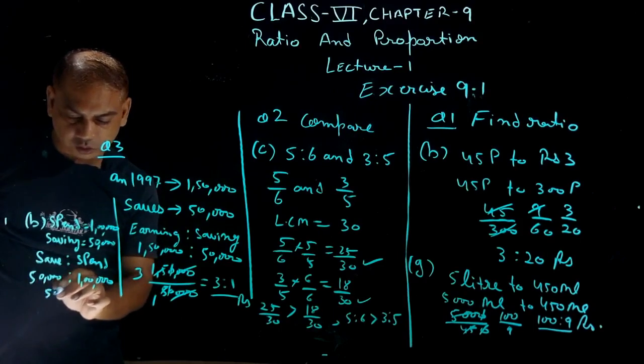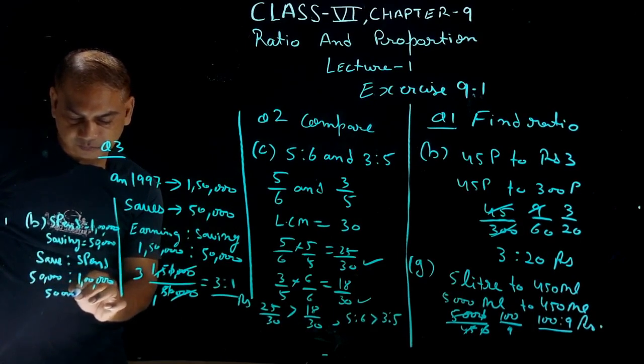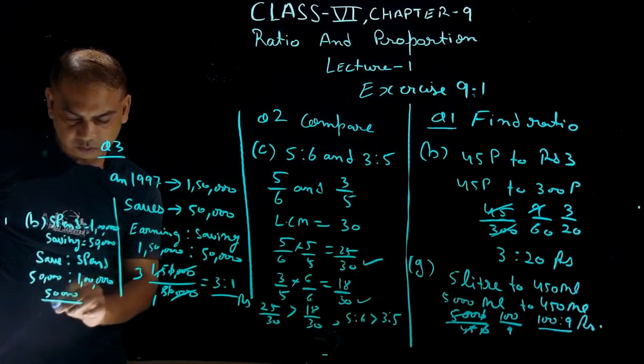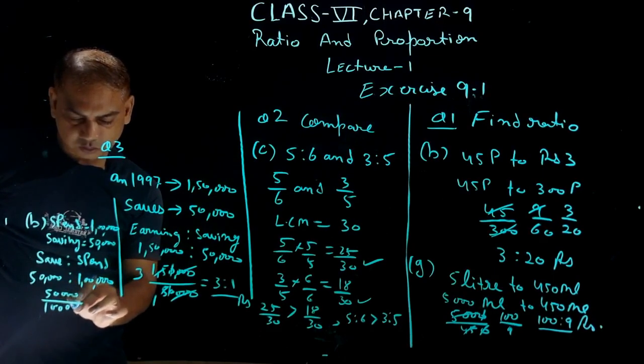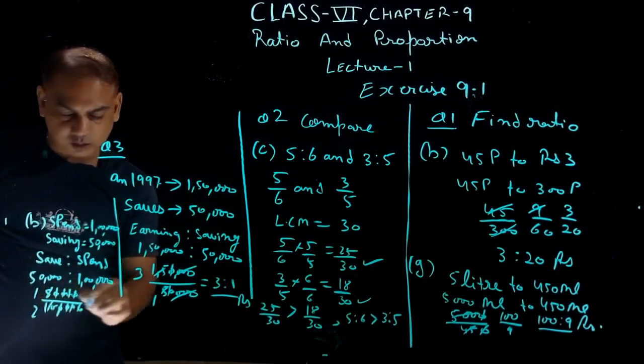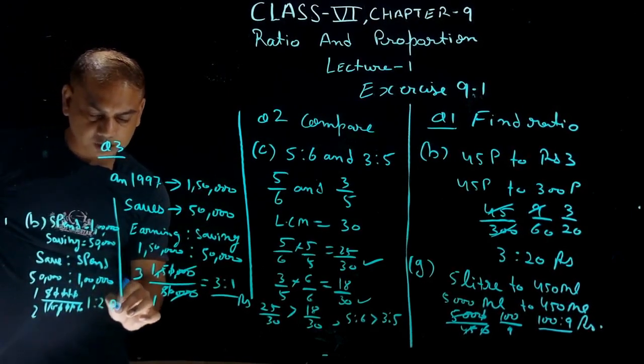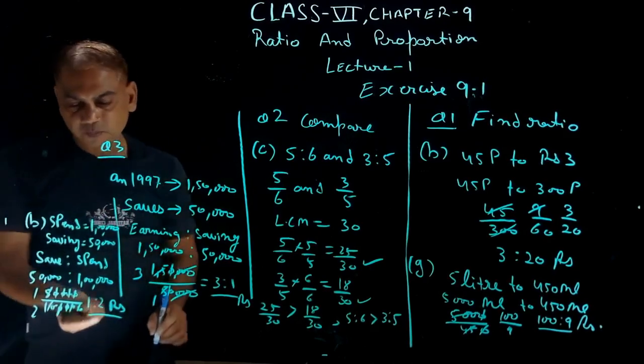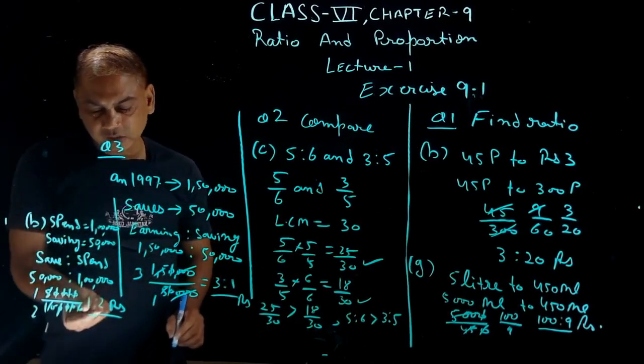Now ratio, you know that ratio means division. One, 2, 3, 4, 1, 2, 3, 4. 5 and 5, 5 to 10. So 1:2 is your answer. Okay. The ratio between saving and spending is 1:2.